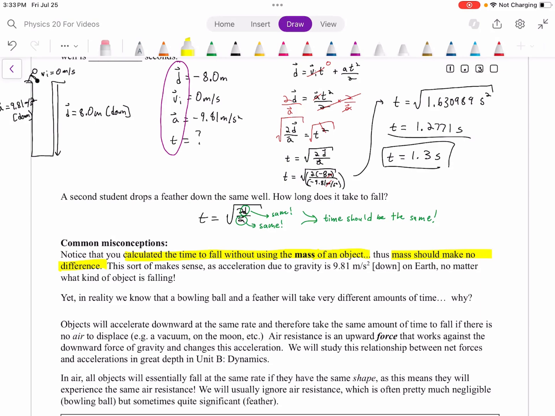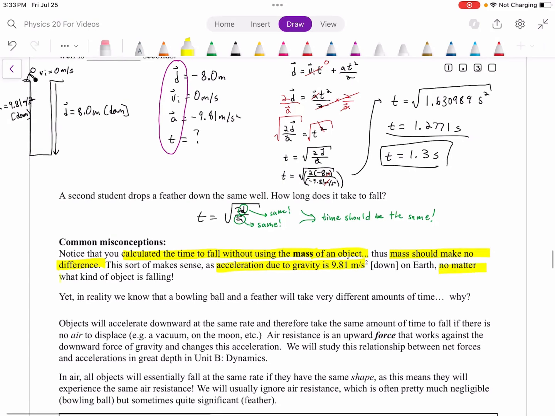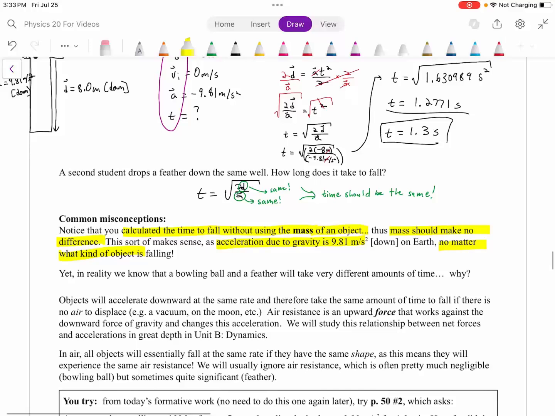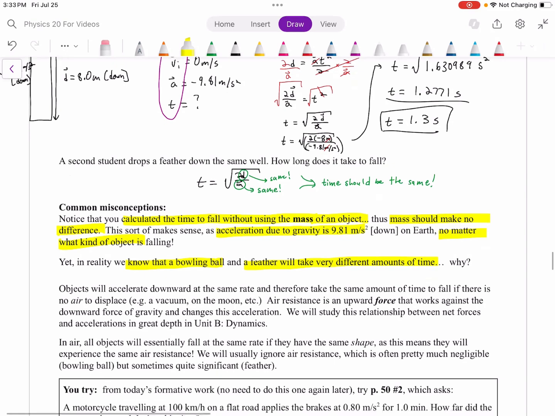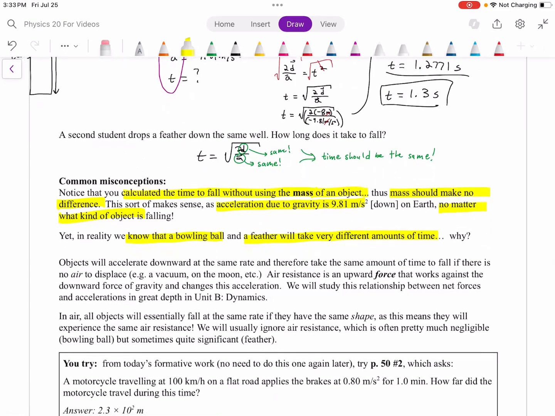I mean, again, it makes sense. Acceleration due to gravity is just 9.81 meters per second squared. No matter what kind of object is falling, that's the acceleration due to gravity, right? But we all know that in reality, the bowling ball and the feather would take different amounts of time, right? The feather would kind of flutter back and forth, whereas the bowling ball would just fall, right? That's because we're ignoring something here.